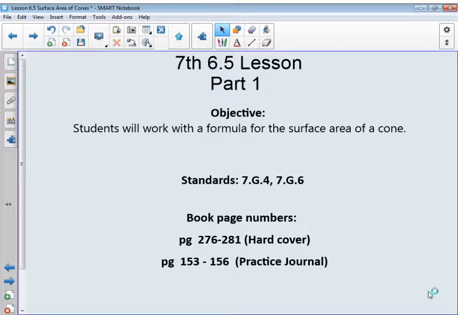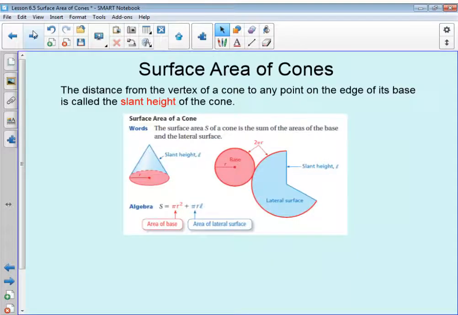Okay, this is 7th grade lesson 6.5. This is part 1. In this part of the lesson, students will work with a formula to find the surface area of a cone. The standard covered in this lesson is 7G, 4, and 6. The page numbers out of the hardcover book are 276 through 281, and out of the practice journal, pages 153 through 156. Today we're going to be working with finding the surface area of a cone.